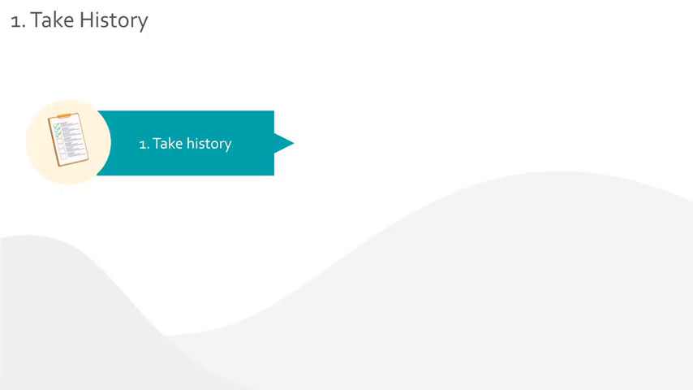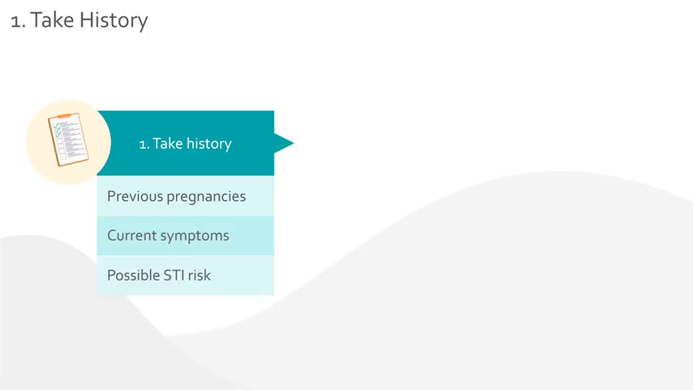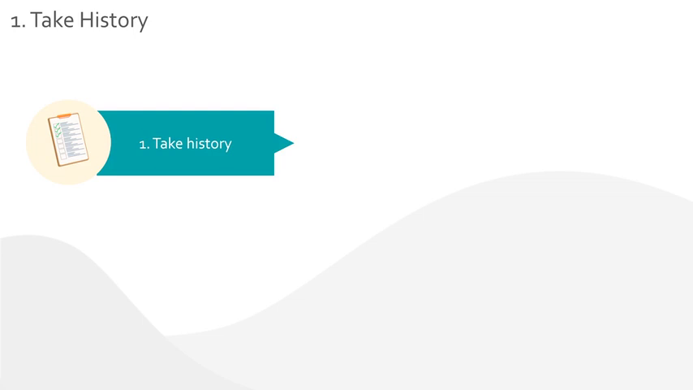When taking the patient's history, ensure you include questions about previous pregnancies and their outcomes, current symptoms, and possible STI risk or exposure. Women who report a previous history of preterm labor or low birth weight should have a microscopic examination with treatment for bacterial vaginosis, Trichomonas vaginalis, and/or Candida albicans based on findings.